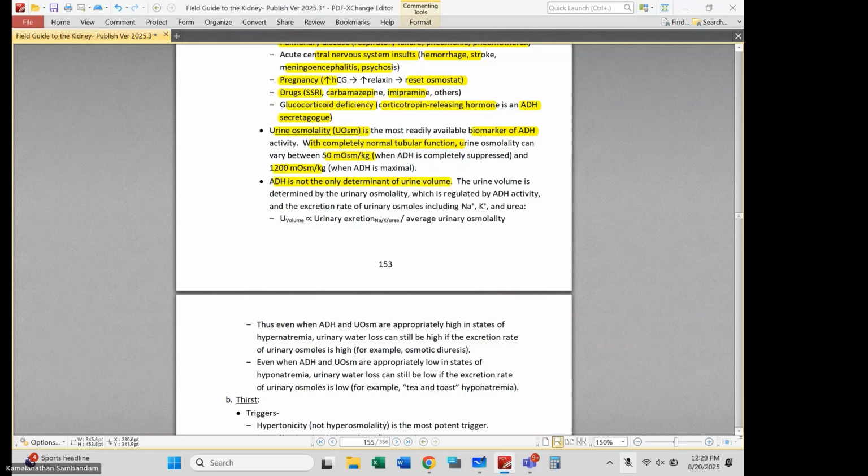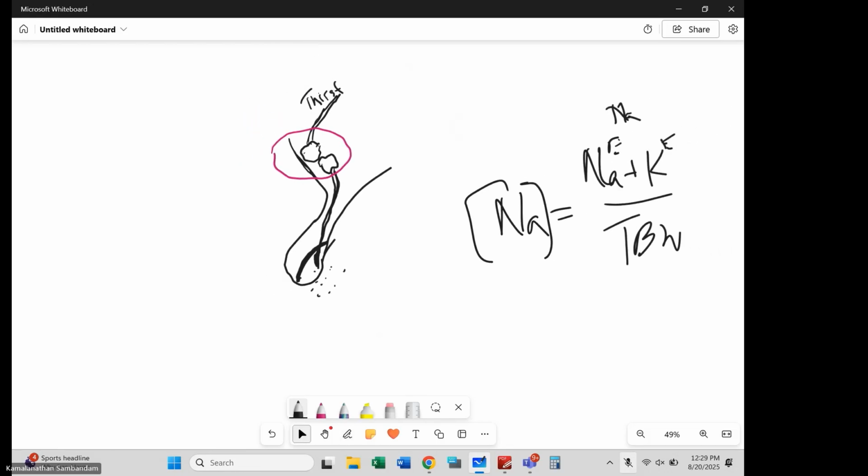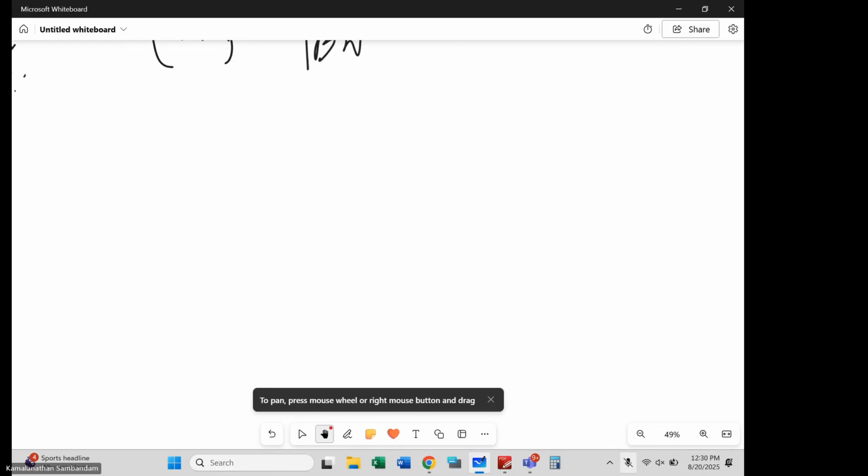ADH, what am I trying to say here? Okay, I've made this point a couple of times at bedside conversations, as well as in other lectures that we've done. ADH is not the only determinant of urine volume. The main determinants of urine volume we've expressed mathematically. Hopefully you recall that conversation, but I'll just repeat it here.